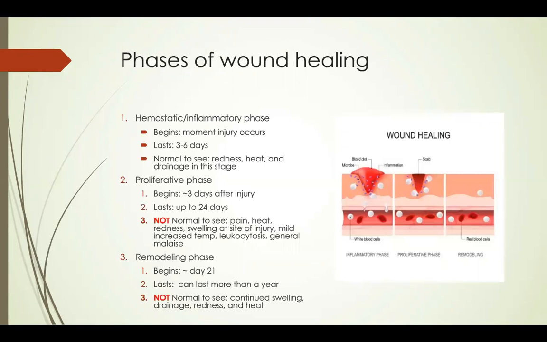So phases of wound healing, you should have an idea about this. You have 3 phases of wound healing. You have the hemostatic or inflammatory phase, proliferative phase, and remodeling phase. So the first stage is the one that happens right away. Sometimes some sources will separate this one into 2, but we're going to combine it into one, the hemostatic and inflammatory phase. That happens as soon as you have the injury. It lasts 3 to 6 days.